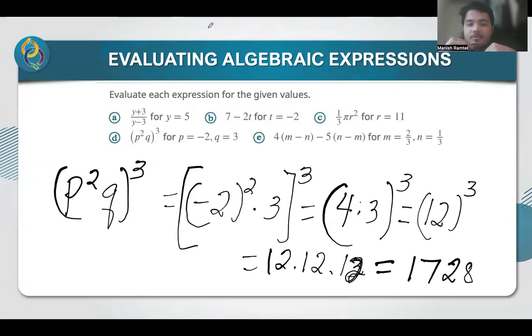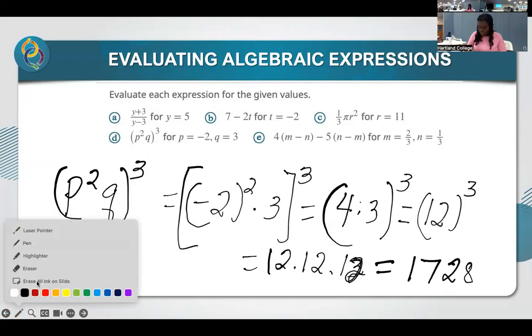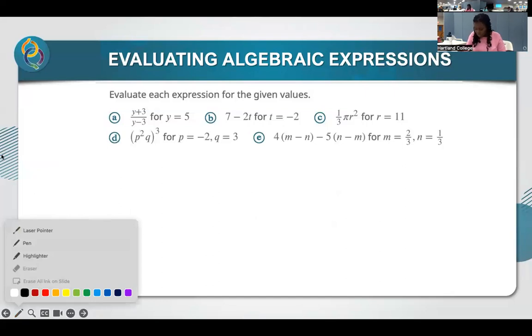Is the answer 3? Good. Yes. Let's wait for the rest. The answer is supposed to be 3. Try doing that for the others. I'll give you some little time. So the answer is 3. But it's just good to work it out.